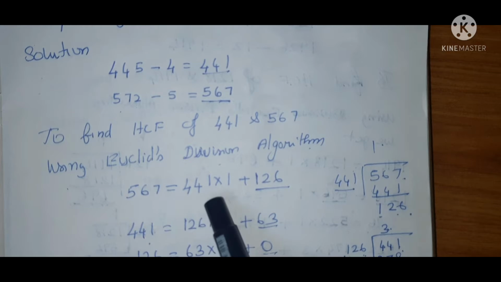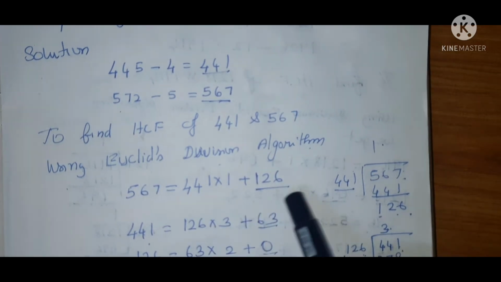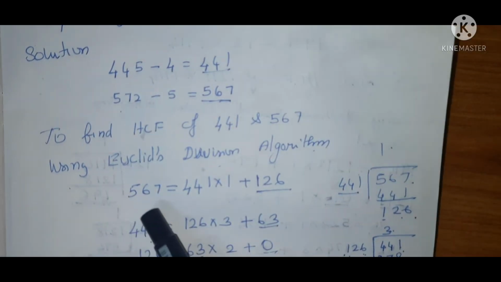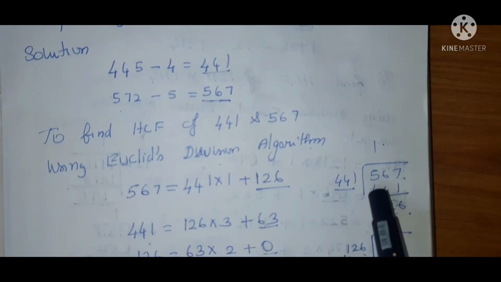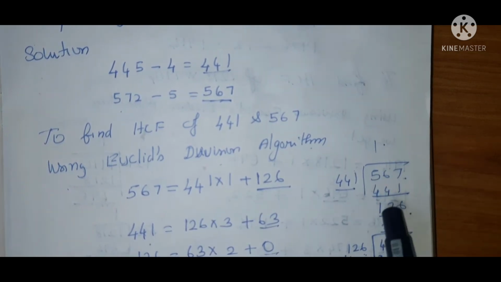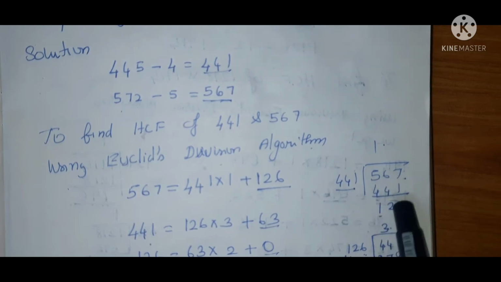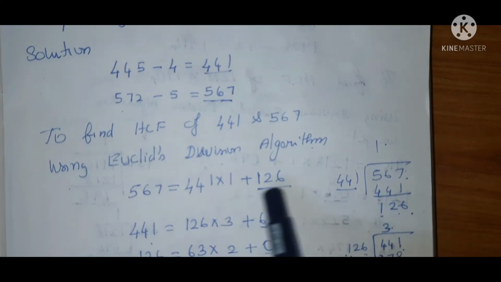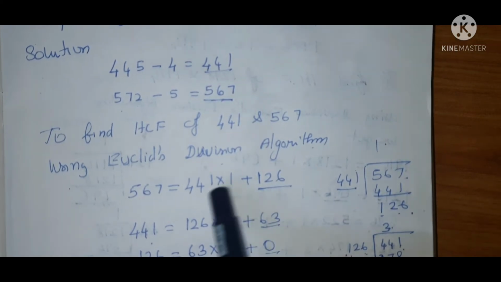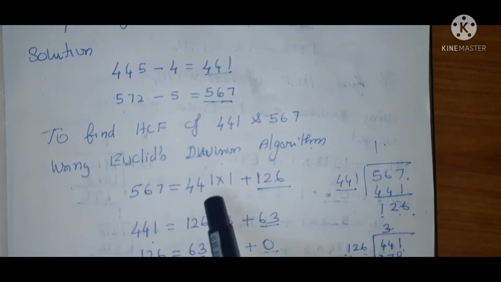567 is equal to 441 into 1 plus 126. Here the dividend is 567 and the divisor is 441. 1 times 441, 567 minus 441, we get 126. 126 is the remainder, 1 is the quotient. The remainder is not equal to 0, so 441 is not the HCF.